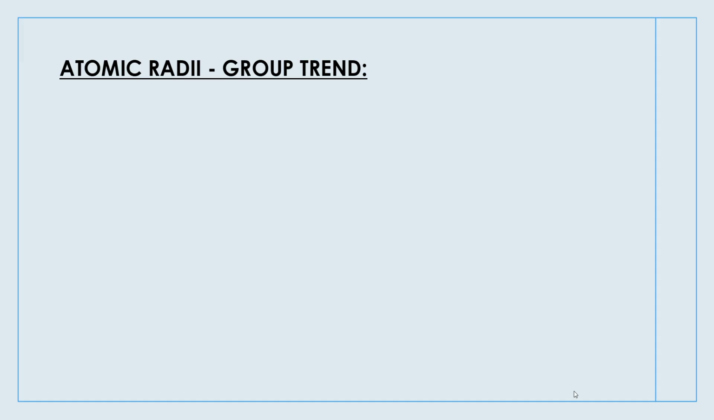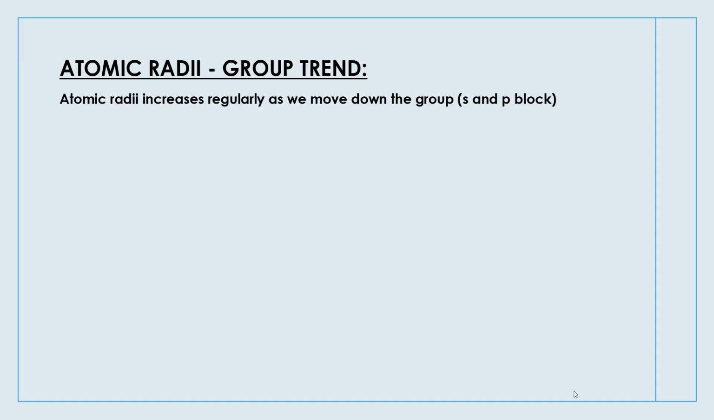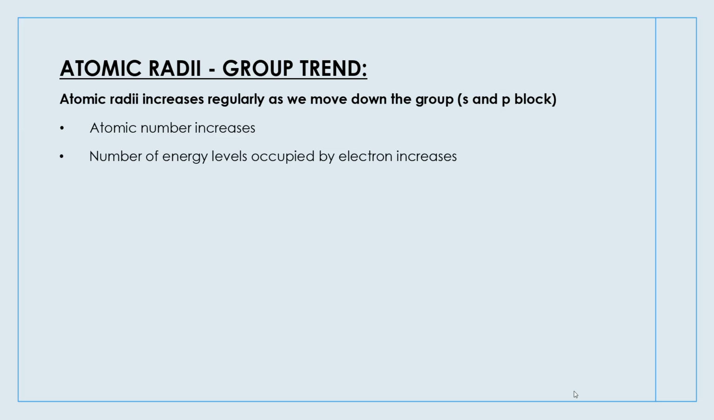So how can you say it? That as we move down the group, atomic radius regularly increases. Why? Because the number of energy levels which are occupied by the electrons, in which the electrons are revolving, is increasing. If the electronic shells are increasing, the distance between the nucleus and the outermost electronic shell will also increase.